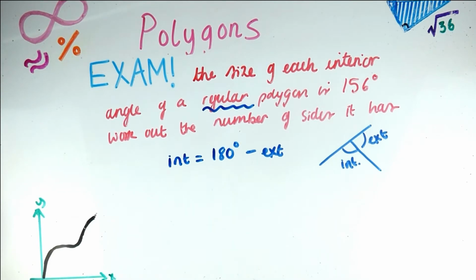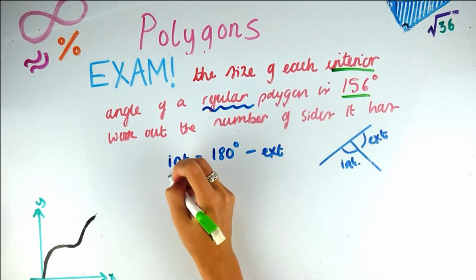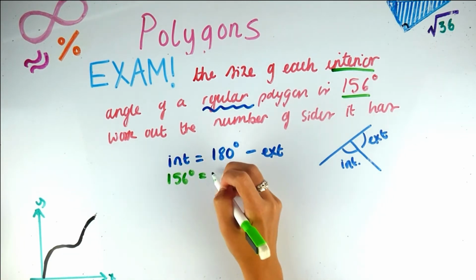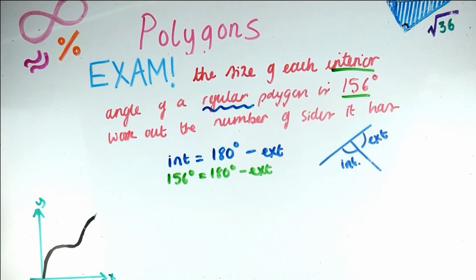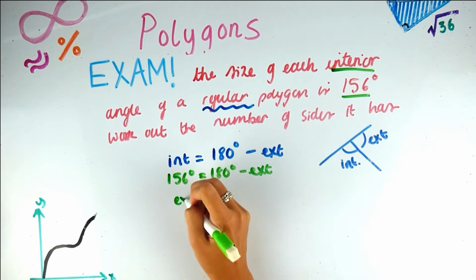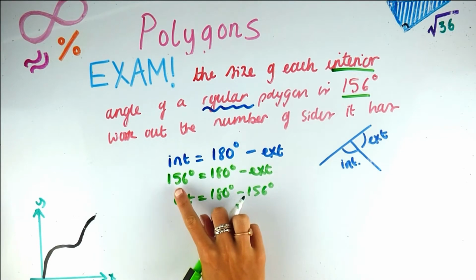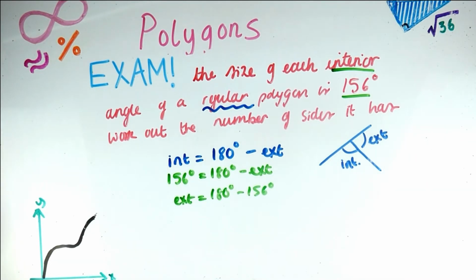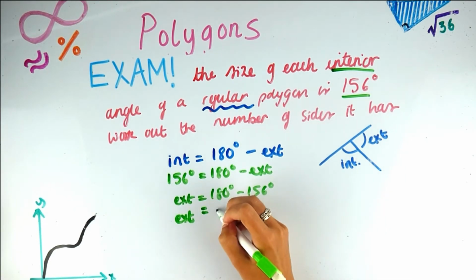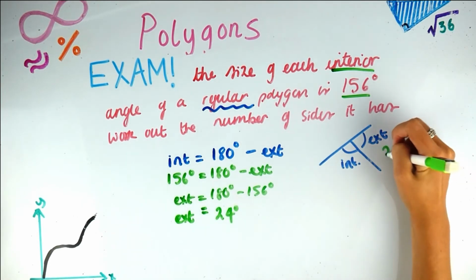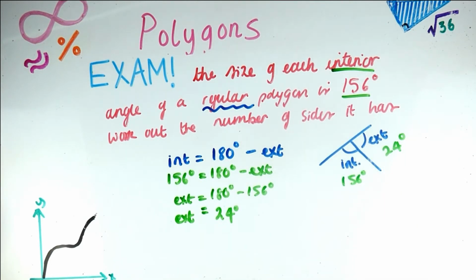So what information have we been given? We've been given the interior angle is 156. So let's substitute that in: 156 is 180 degrees minus the exterior angle. Okay, so let's rearrange and solve. Basically, the exterior angle is 180 degrees take away 156, because we bring the exterior over there and the 156 over the other side. And that gives me that the exterior angle is 24 degrees. So it's basically saying this is 24 degrees and this is 156 degrees. Obviously that was not drawn to scale.